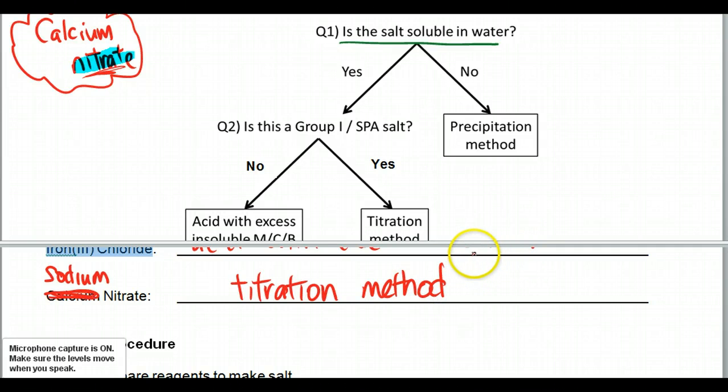So this is with regards to the solubility, in terms of the preparation of salts, in terms of the methods. We'll be looking at the procedures one by one later on.